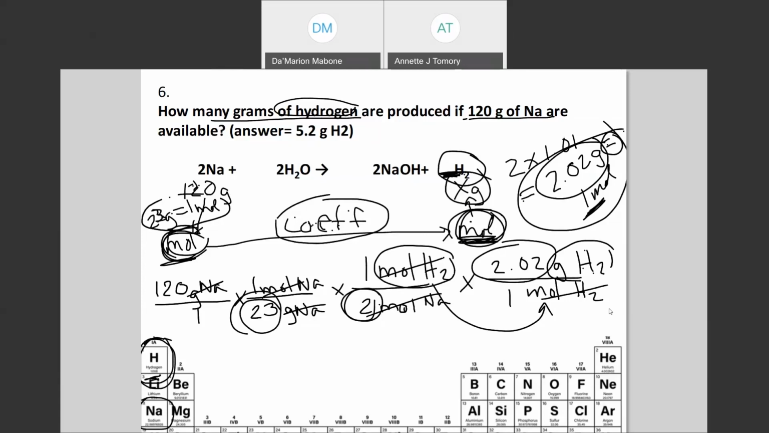What did you get? 5.2. Well, I got 531 over 115. Put it in. 5.2695. That's good enough. Okay. Grams of H2. I'm not going to worry about sig figs at this point. I just want to make sure that you're able to do this part. Okay. How do you feel now? A little bit better. A little bit better?